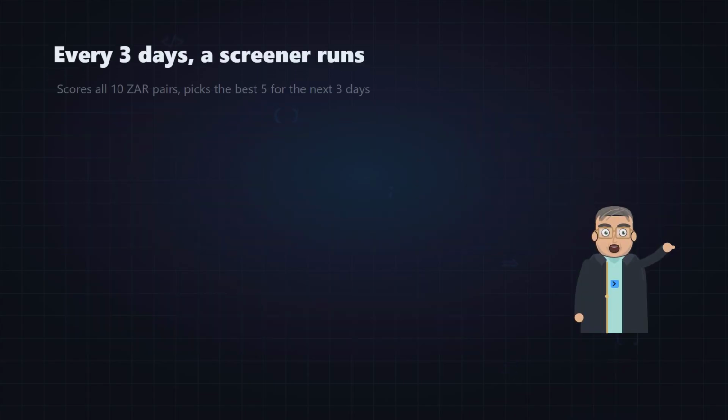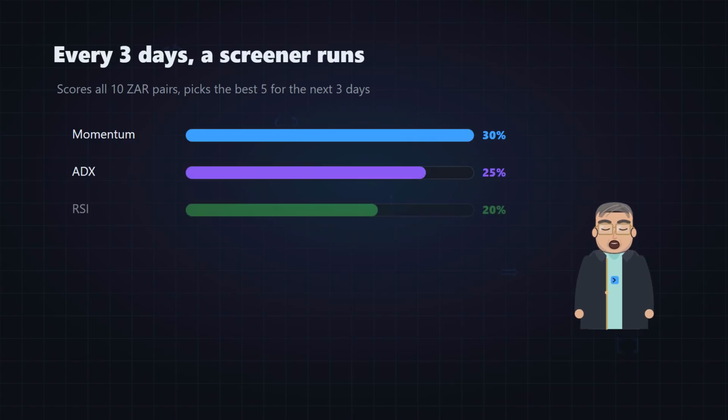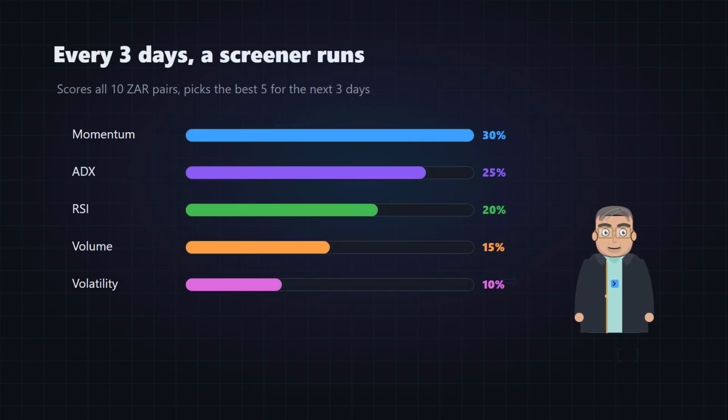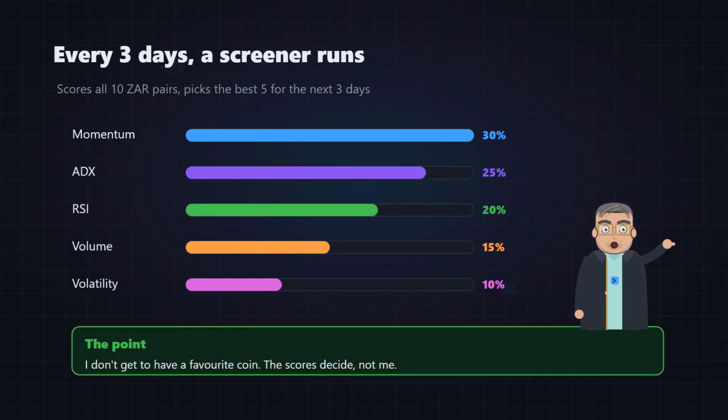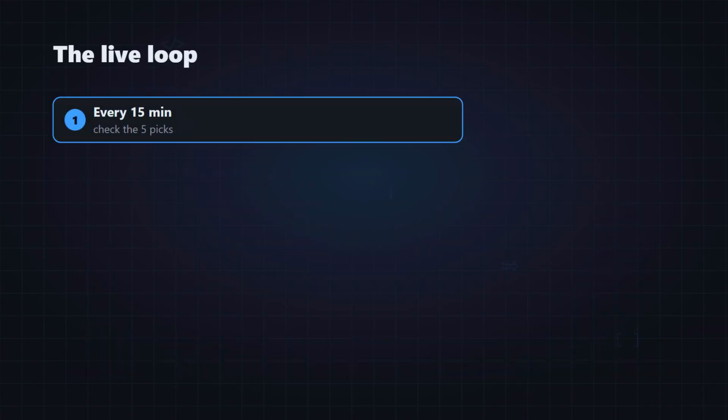So here is what the live bot actually does. Every 3 days at 8 in the morning, a screener runs. It scores all 10 Rand pairs across 5 weighted criteria. Momentum is 30%, ADX is 25, RSI is 20, volume is 15, and volatility is 10. Then it picks the best 5 for the next 3 days. The point of that is to take the choosing out of my hands entirely. I do not get to have a favorite coin. The scores decide.